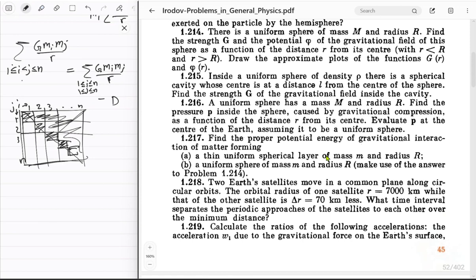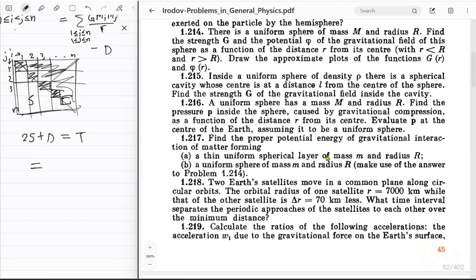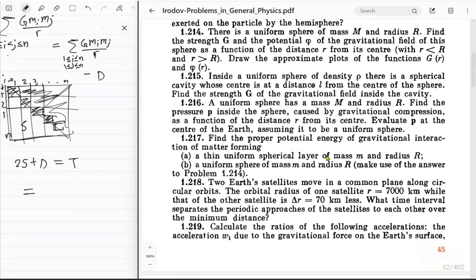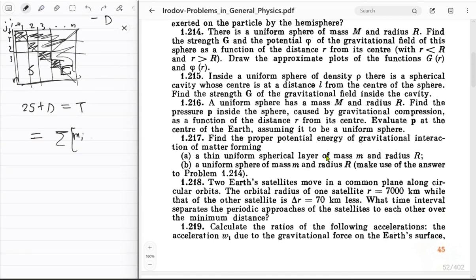Okay, so now how do you get this sum? Call this sum S, then 2S plus the diagonal sum is equal to the whole sum. So it's called T for table. And then this whole table sum, I think we can actually do this. So it's just equal to this, and then you can write it like this. It's the summation over i of mi, and then in brackets you also have this other summation, G mj upon rij, right?